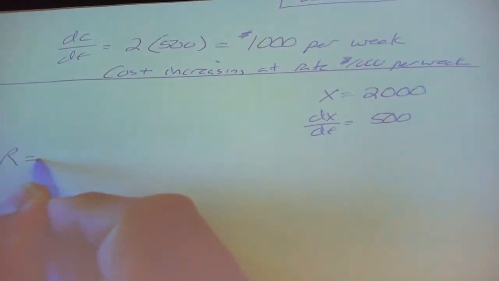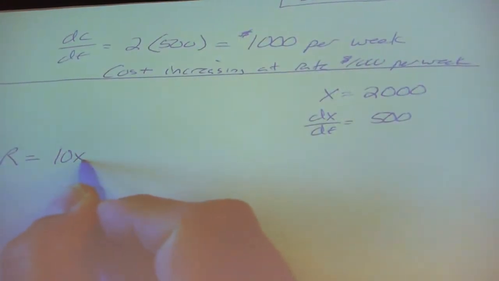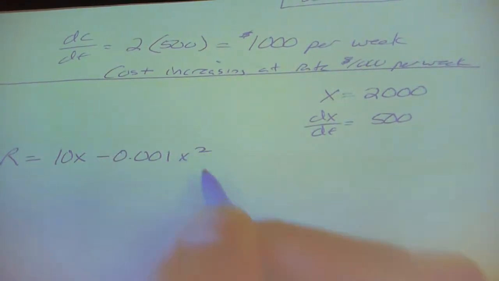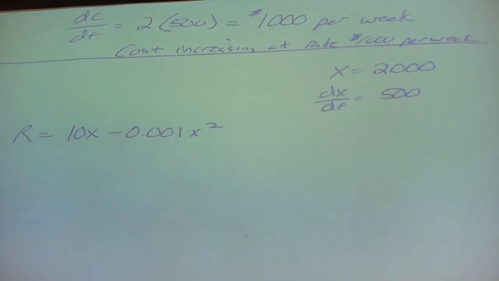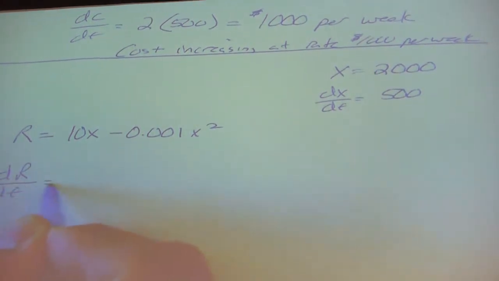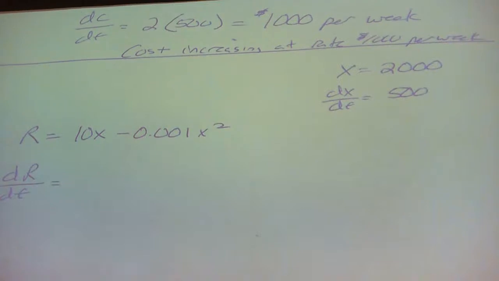So revenue equals 10x minus 0.001 x squared. That's given to us. And let's go slowly through. Let's see what we get. So we're going to take the derivative of revenue with respect to time.